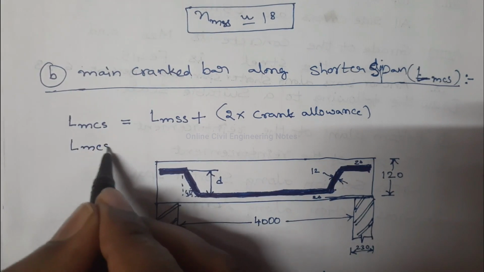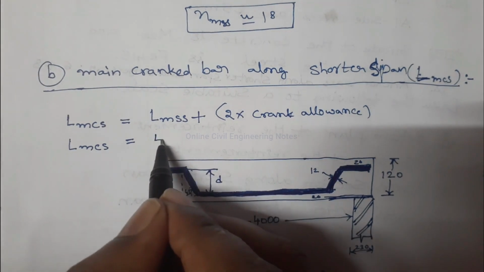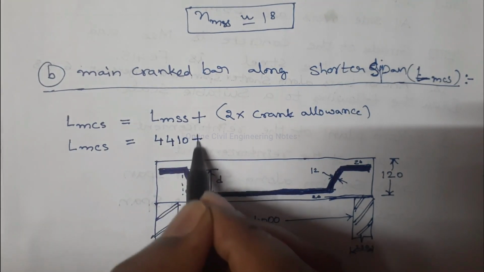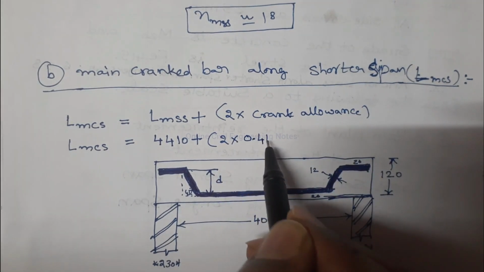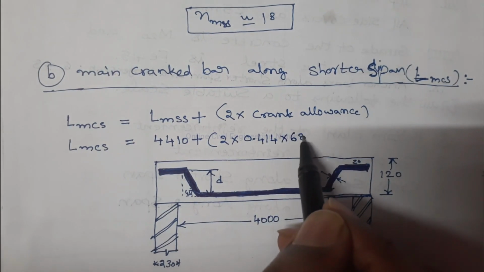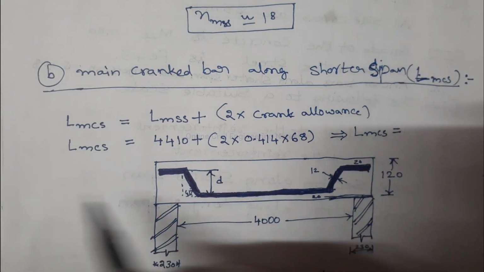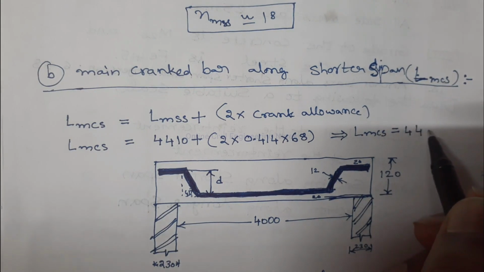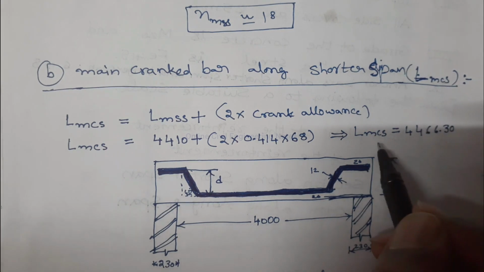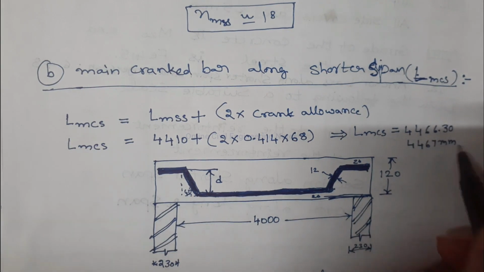Therefore, length of main cranked bar along short span is equal to length of main straight bar, which is equal to 4410 mm plus 2 into crank allowance, 0.414 into D, 68. After calculating, which is equal to 4466.30. So we can make it to 4467 mm.